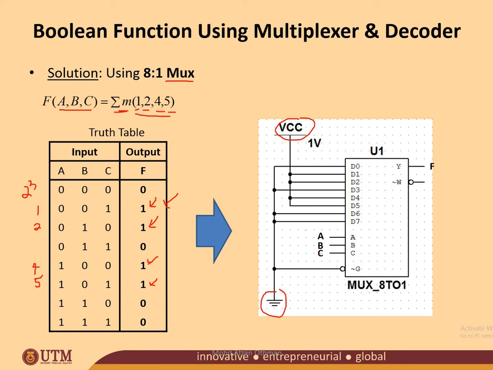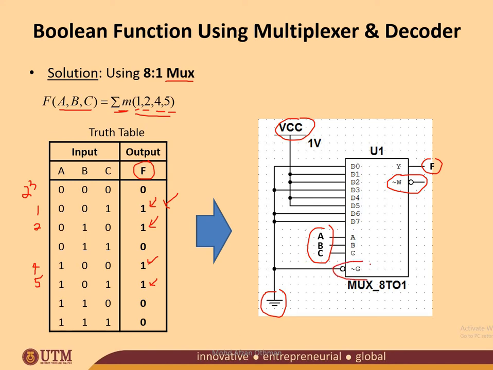Okay, so you have D0 until D7 as your combinations. These are the pins. This is your ABC, your input, and this one is your output, because it's the F function. This one is the active output, and this one is perhaps the inverse of it. And this is your ground pins.